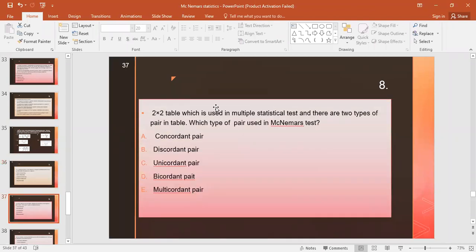The 2 by 2 table is used in multiple statistical tests, and there are two types of pair in this 2 by 2 table. Which type of pair is used in a McNemar test? Concordant pair, discordant pair, unicordant, bicordant, or multicordant? B is the right answer, discordant pair.